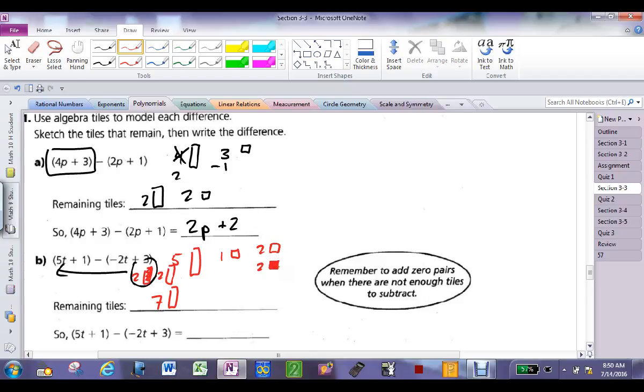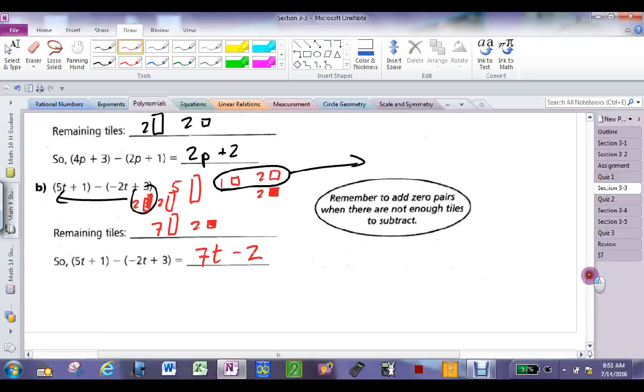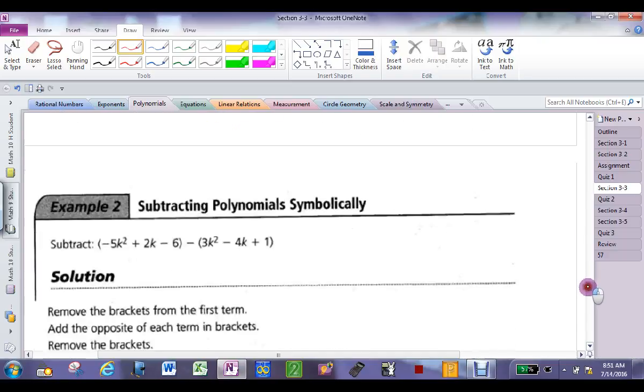Now, are there 3 positives to take away? 1, 2, 3, correct? Gone. What's left? 2 little guys. So what's the answer? 7t minus 2. Is everybody good with working in pictures? All right. Now, all of you will say, I don't work in pictures. I don't need to. But I'm about to give you a quiz that's going to prove some of you do need to.